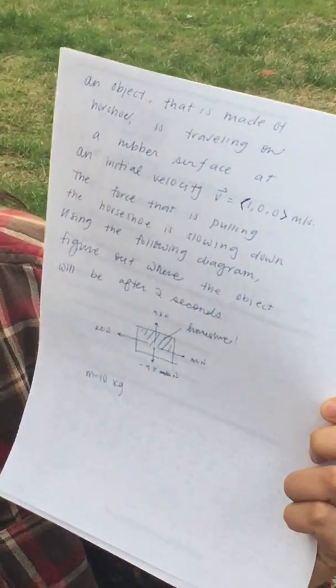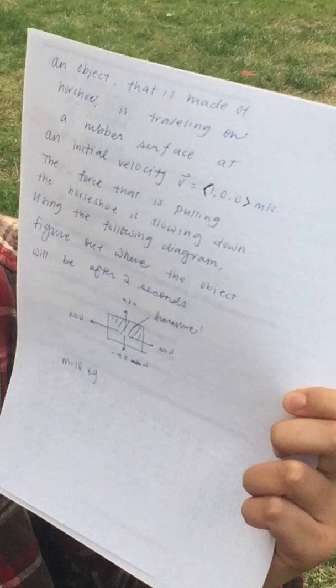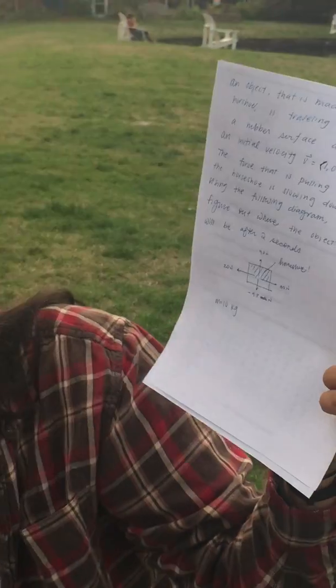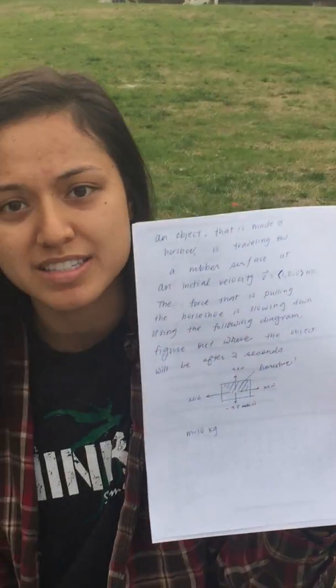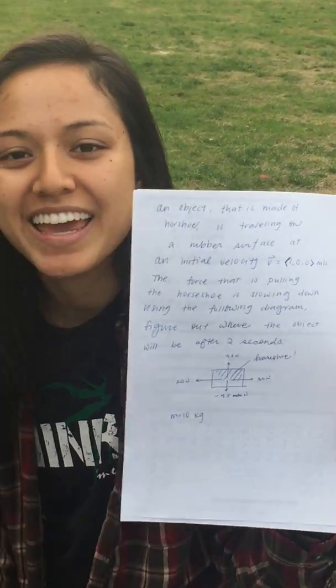And then the force that is pulling this horseshoe actually slows down, and using this following diagram, we are going to figure out where the object is after 2 seconds, and we're going to assume that the object can actually go backwards, and the mass is going to be 10 kilograms.